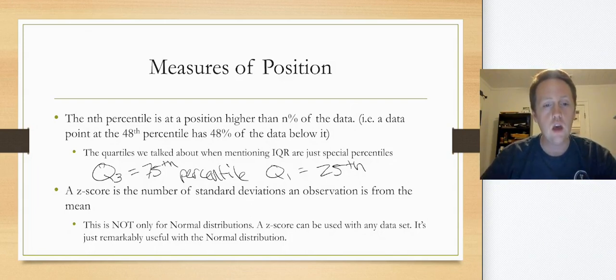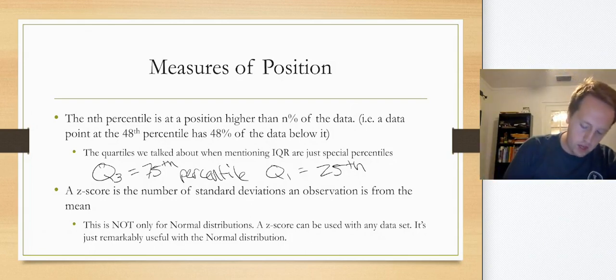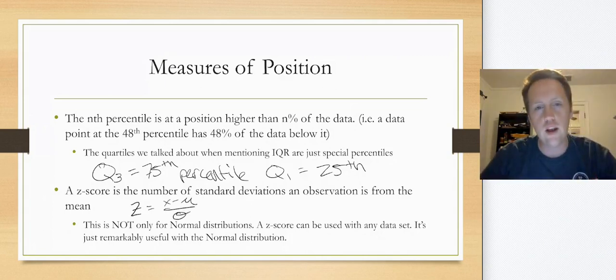Q2, 50% of the data is below Q2, 50% of the data is above Q2. We've also got z-score. It's the number of standard deviations an observation is from the mean. So let me write this formula down. Z equals x minus mu over sigma. You'll have that formula one way or another on your AP Stats formula sheet.